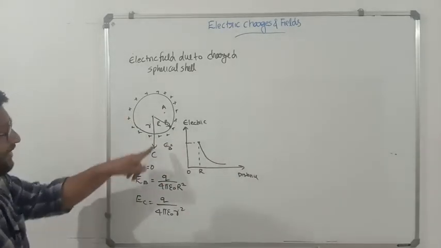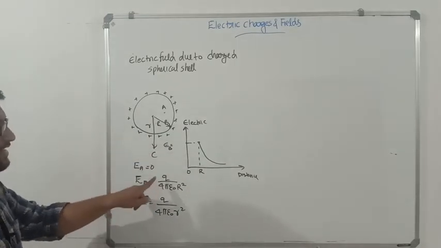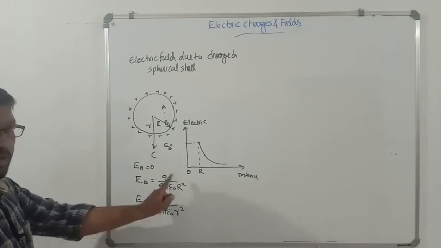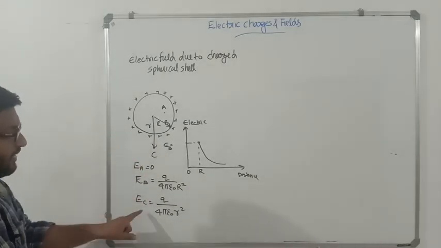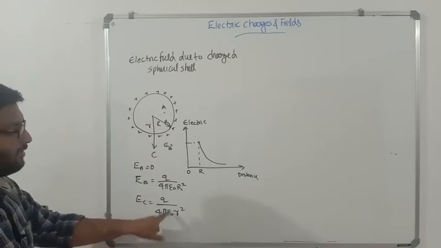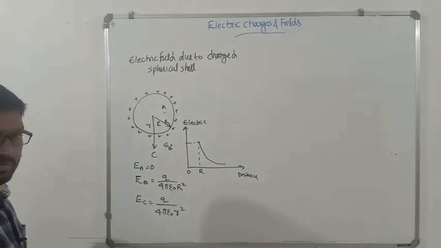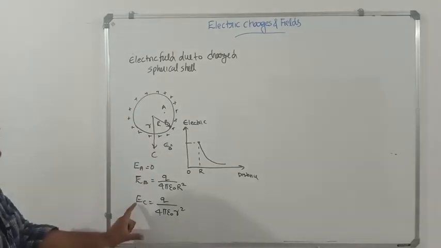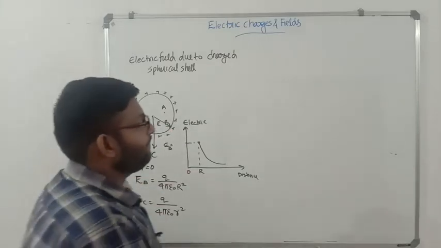So inside a spherical shell electric field intensity is 0. At the surface electric field intensity is Q by 4 pi epsilon 0 r square. Outside anywhere, if you know the distance, you can write down Q by 4 pi epsilon 0 from center to that point distance r with the squared value. So this is what we have to learn from electric field due to a charged spherical shell.